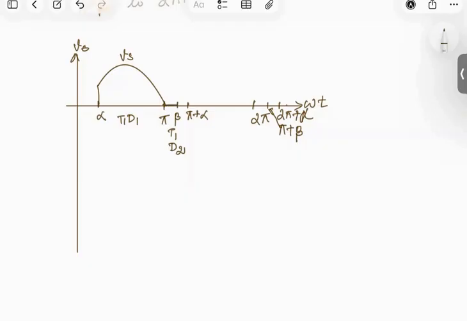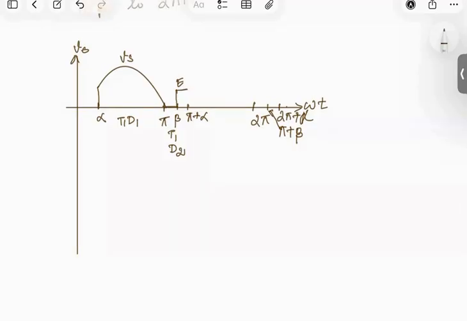And from beta to pi plus alpha, we will not have any device in the on condition. So we will have the output voltage following back EMF E. Then from pi plus alpha to 2 pi, we will have the T2 and D2 combination conducting, which will make the output voltage follow the minus Vs waveform.